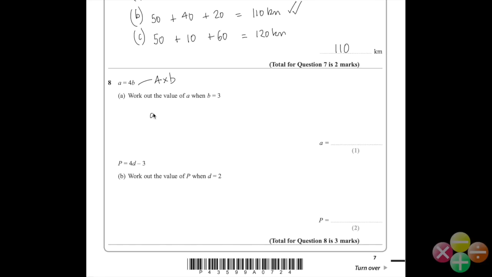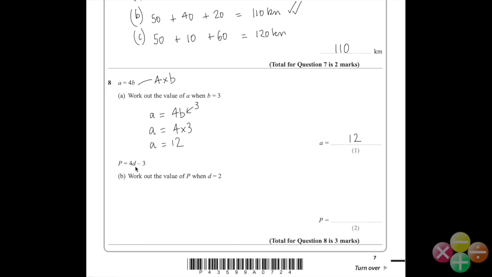So A equals 4B. So A is equal to 4 times 3, because remember I've replaced the letter B with the number 3. So 4 times 3 gives me A equals 12.